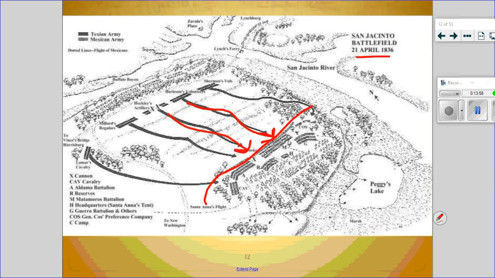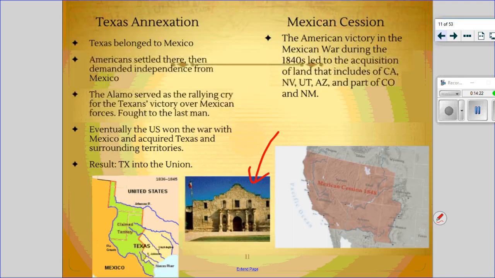So basically, both armies were encamped. The Mexican army wasn't expecting the attack, and the Texan army was able to get within a very close distance before the Mexicans realized they were there. The Texans pour fire into the Mexican camp and just send it into total disarray. The battle is a complete rout. The Texan army wins, and Texas wins its independence in 1836.